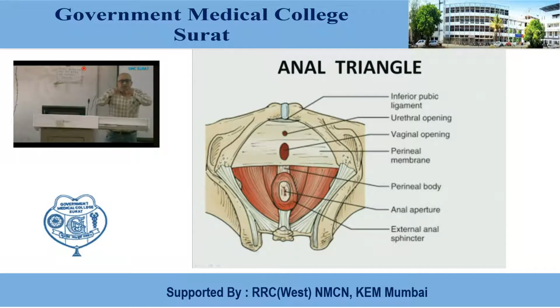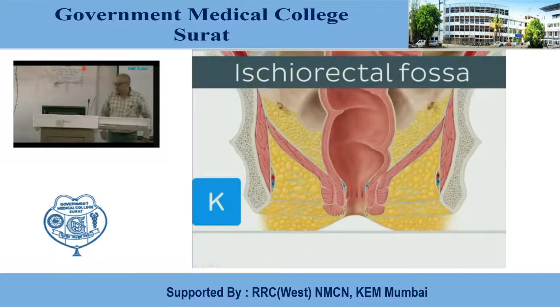Now the major part of the anal triangle on each side is occupied by one very important fossa, that is known as the ischiorectal fossa. So this whole lateral part is the ischiorectal fossa on each side. See, this is the coronal section. Here one can see the rectum in the median plane, this is the anal canal, and this part is the ischiorectal fossa.